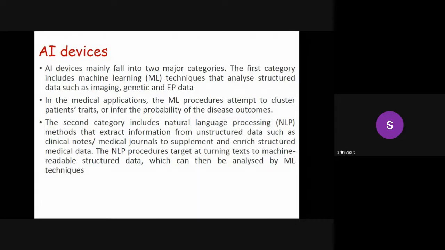First is ML, second is the NLP method, which extracts information from unstructured data such as clinical notes and medical journals, to supplement and enrich structured medical data. NLP procedures turn text into machine-readable structured data, which can then be analyzed by machine learning techniques. Structured data goes to ML; unstructured data, we go for NLP. Yes. Next slide.